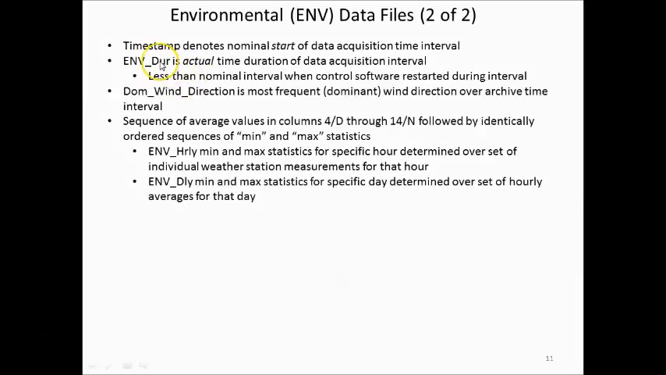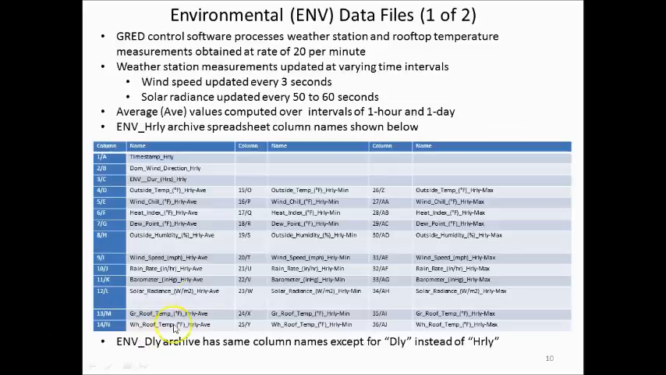The duration column is the actual time duration of the data acquisition interval. For the ENV daily data, you would expect this number to be close to 24 hours. However, it could be significantly less due to stoppages of the control software during the period of the day. The data is organized as a sequence of columns with average values, followed by an identically ordered sequence of min values and max values.